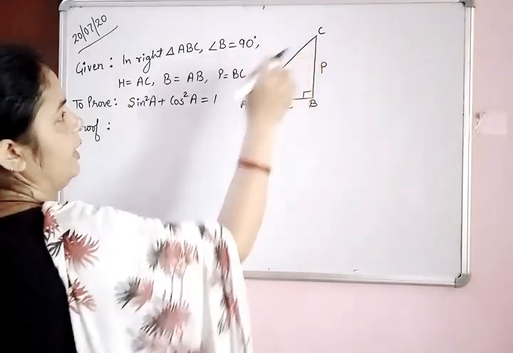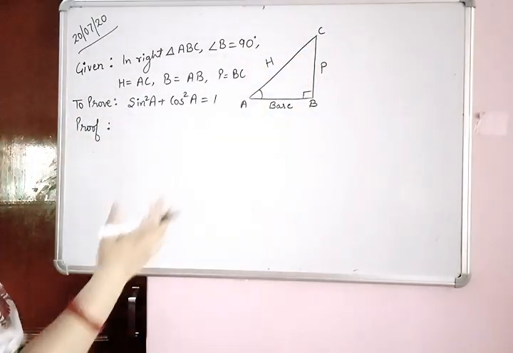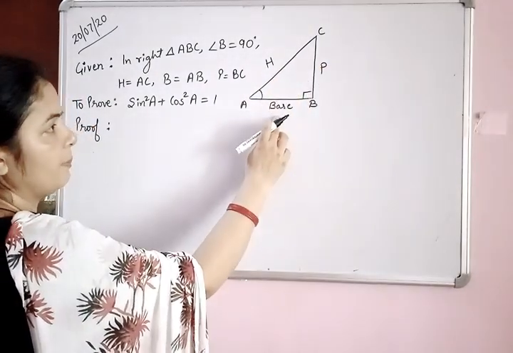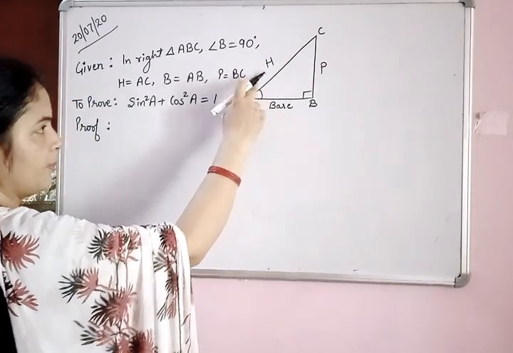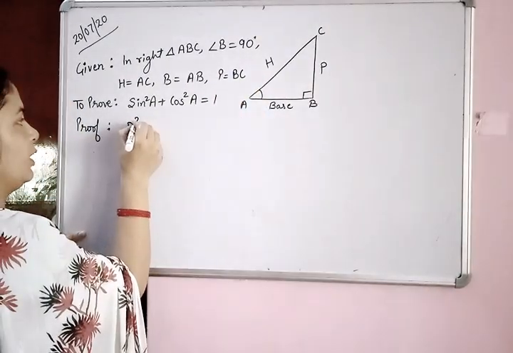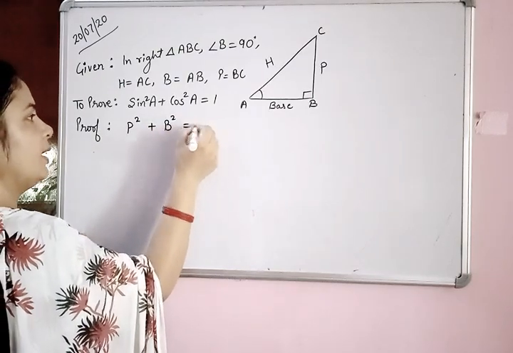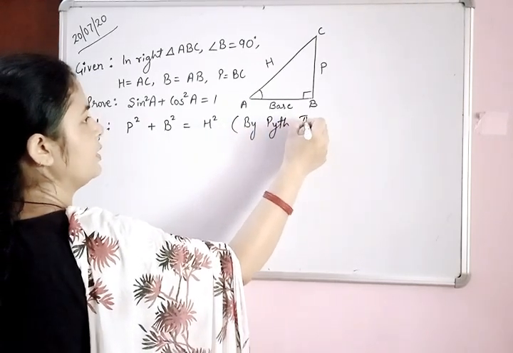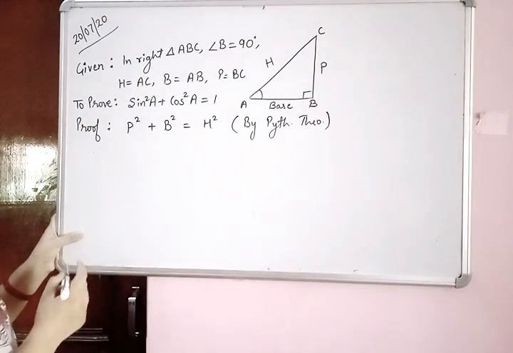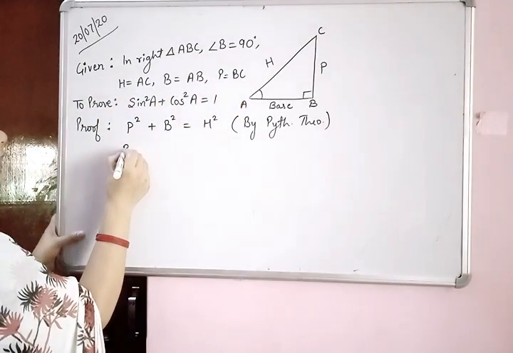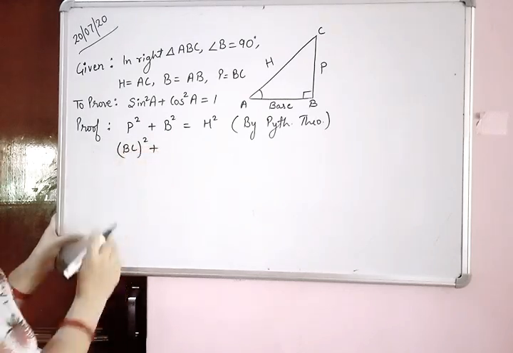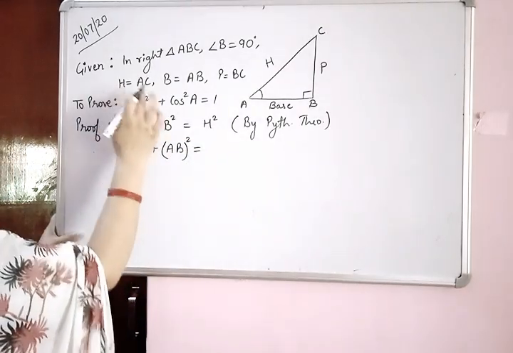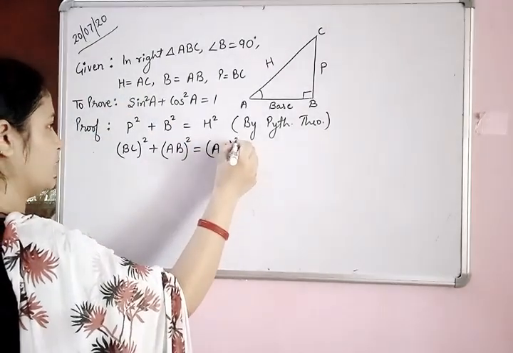So in right triangle ABC, angle B is 90 degrees. So we can use Pythagoras theorem here, and Pythagoras theorem says that perpendicular square plus base square is equal to hypotenuse square. Okay, so we can write perpendicular square plus base square is equal to hypotenuse square. Reason: by Pythagoras theorem. Perpendicular is BC, so we can write BC whole square. Base is AB, so AB whole square. And hypotenuse is AC, so AC whole square.